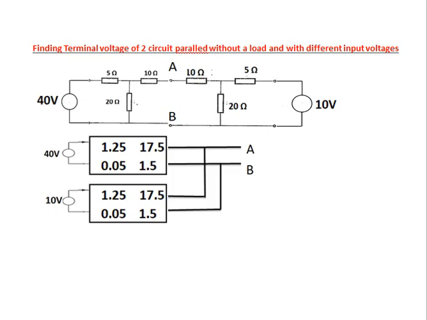Finding terminal voltage of two circuits in parallel without a load and with different input voltages. That is, one voltage is 40 volt, another is 10 volt. Two circuits with the same parameters, that is, ABCD parameters 1.25, 17.5, 0.05, 1.5. Two circuits are connected in parallel. Outputs are connected in parallel. Input on one side is 40 volt, another circuit 10 volt.